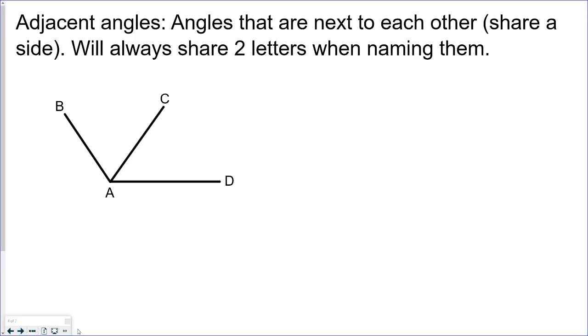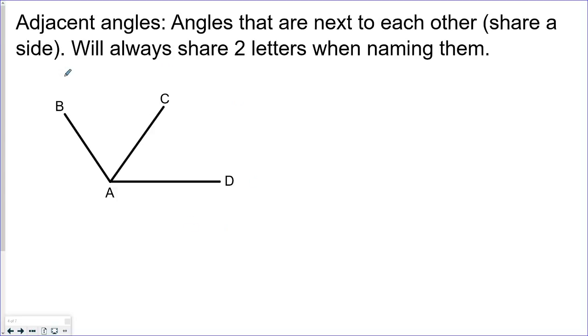Adjacent angles are the next kind, and they don't really have anything about congruency or anything like that. They're just kind of a way to describe a set of angles. So in this case, adjacent angles are angles that are next to each other. Again, adjacent means next to. And what that means is that they share a side. They share a line between them.